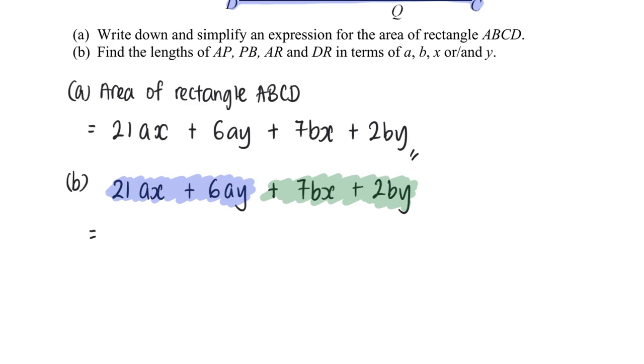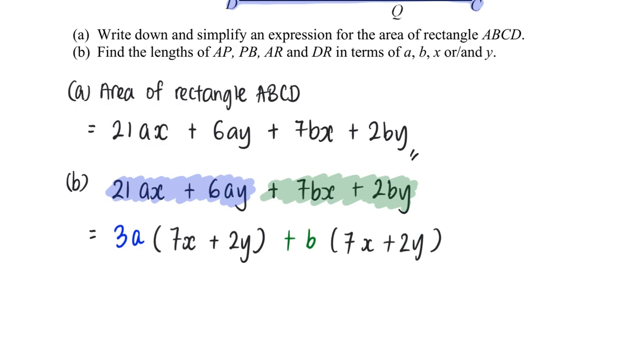21AX plus 6AY, common factor is 3A, left with 7X, 2Y. B will be the common factor, and I'm left with 7X and 2Y. And from here, I could then further factorize out the 7X plus 2Y, to lead me to this expression here.